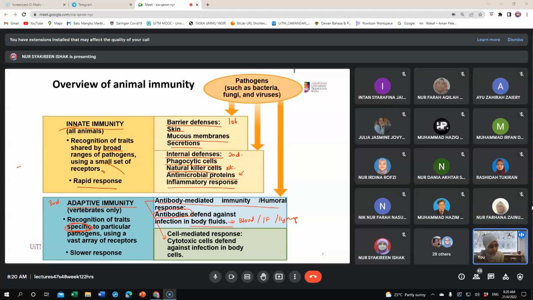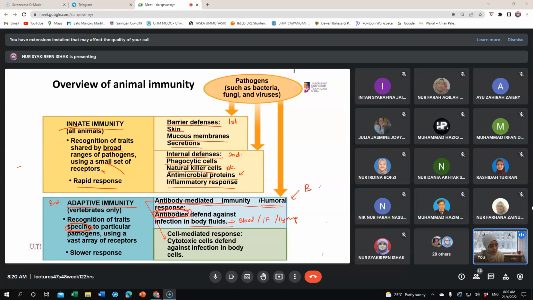So you have to remember, the antibody will not destroy the pathogen directly. That is not the function of antibody. It does not destroy the pathogen directly. So there are some mechanisms that we are going to look at later on how the antibody works. And that is the humoral immune response, or the antibody mediated immune response.